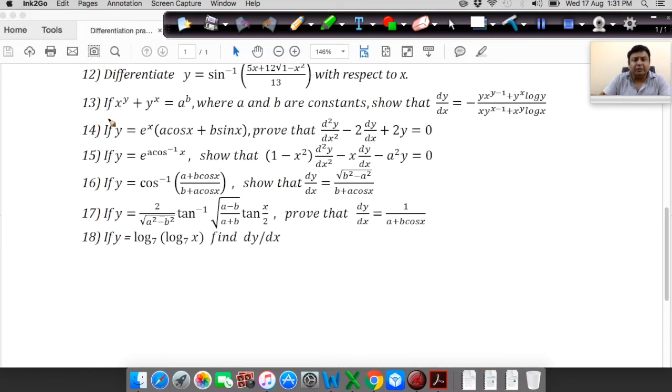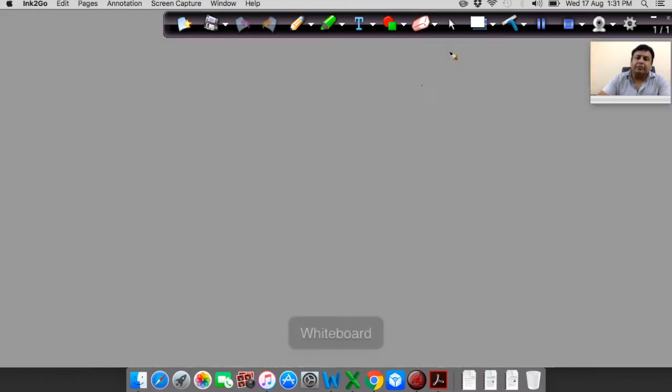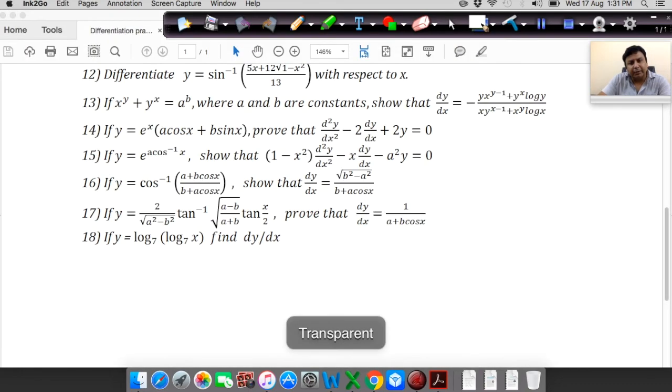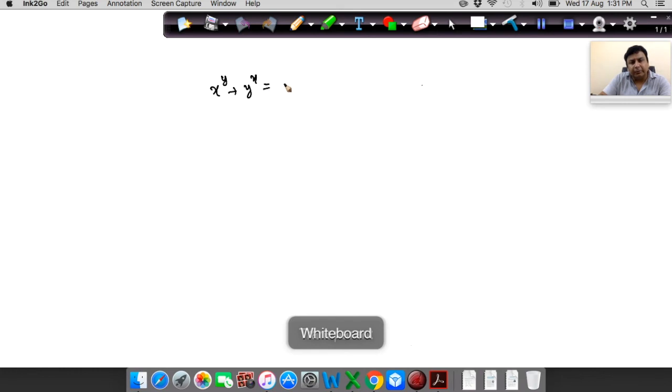Now 13th question is about logarithmic differentiation. What happens when we have variable to the power variable? See, x to the power y, y to the power x, these are variable to the power variable, and there is a constant to the power constant on the other side I have taken. You can't differentiate this directly. You don't know how to differentiate variable to the power variable directly. There is no way basically.